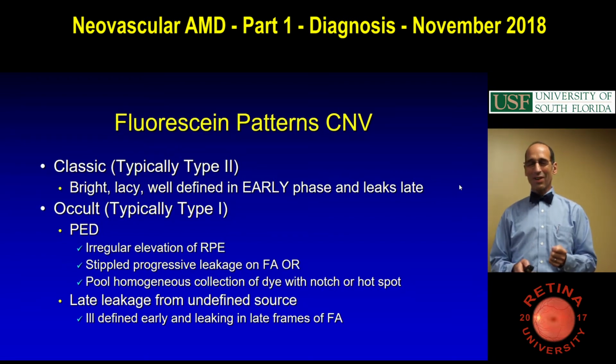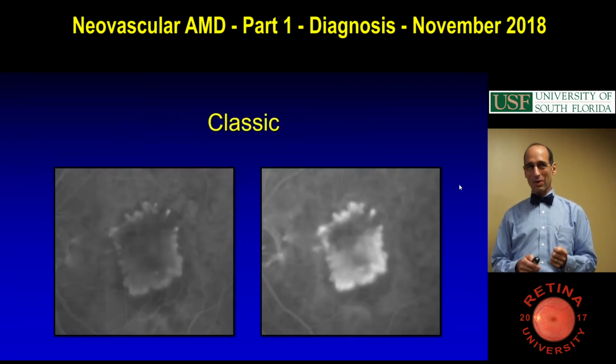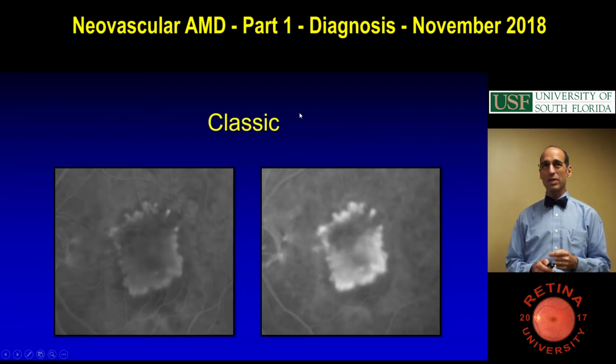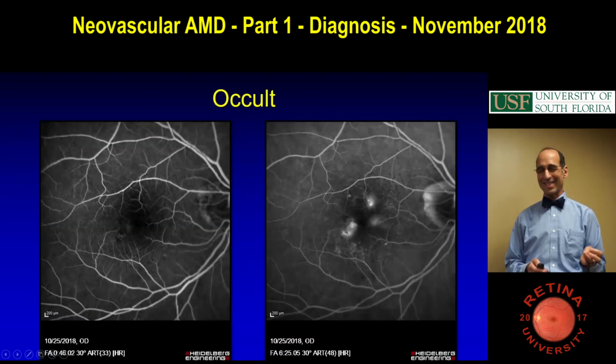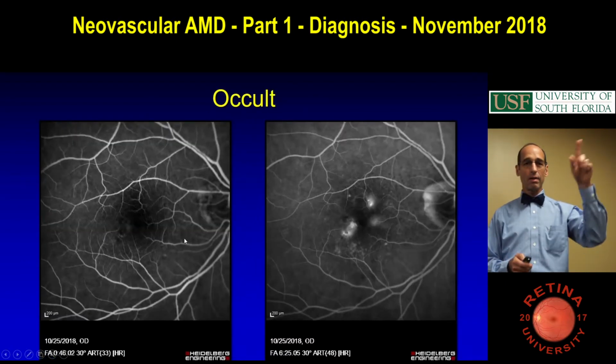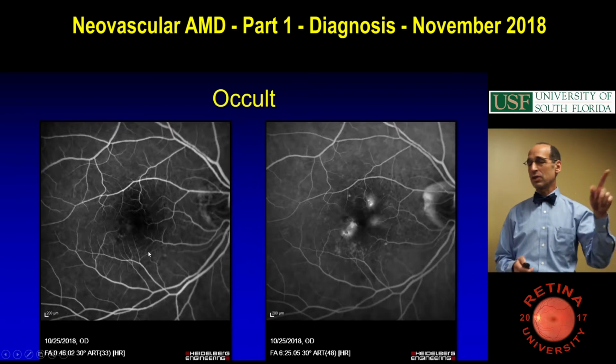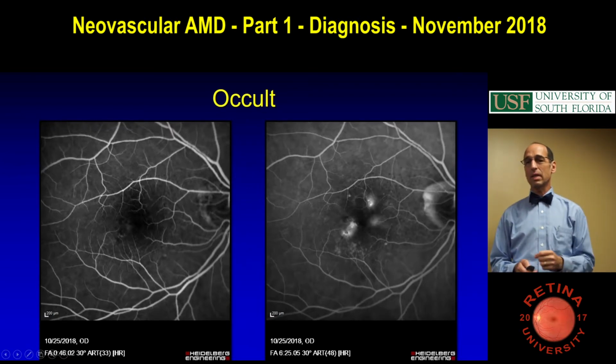Again, occult and classic were before OCTs. And a lot of this was we weren't really sure they were wet or not. Now with OCTs, you just look. So this is a classic one where there's a cartwheel early. The image on the left is early, and then late it sort of stays the same and leaks. And that's sort of what you expect for a classic.